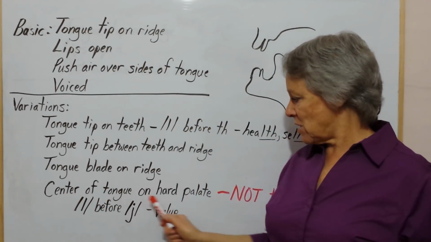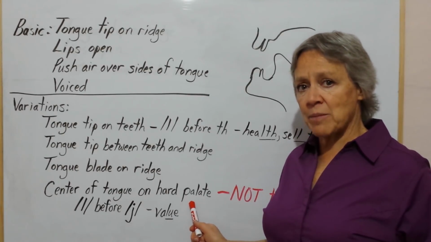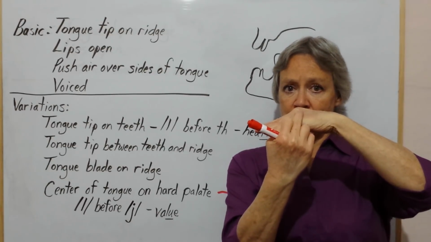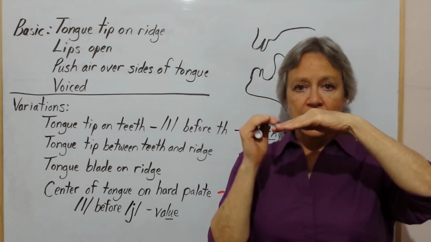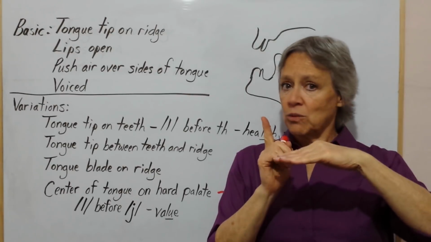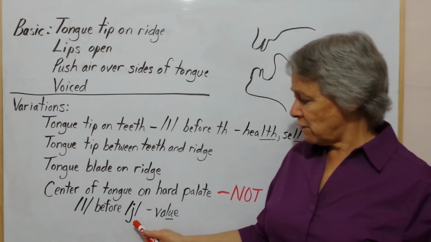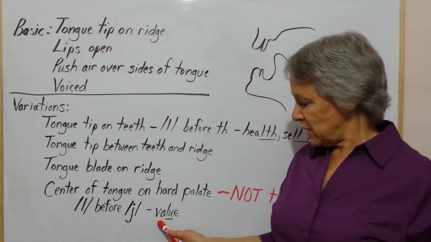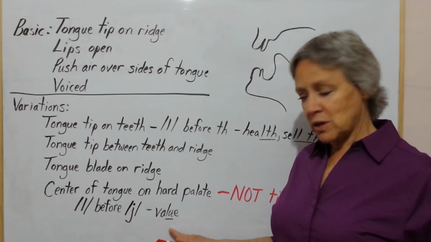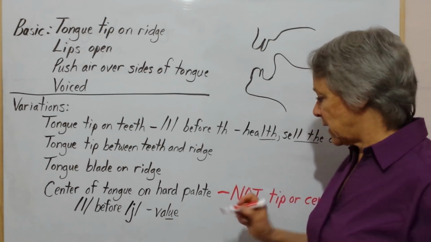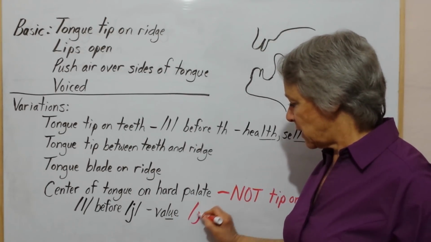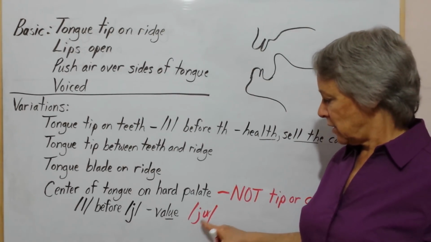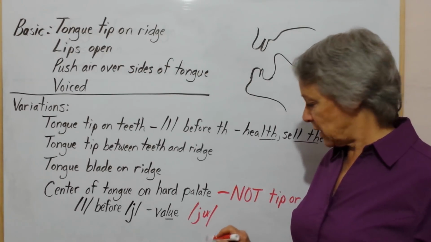Then I put the center of the tongue on the hard palate. That is not as common. But if this is my tongue, the center raises a bit up to the hard palate, and that makes the L sound. We only do that in front of the Y sound. I have an example here. In this word, value, this letter U is actually making two sounds. It's making a Y plus an U sound, like the word you.